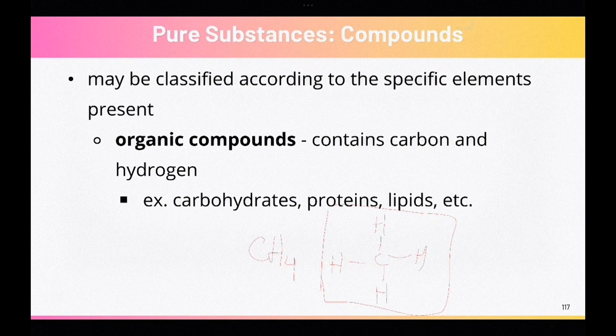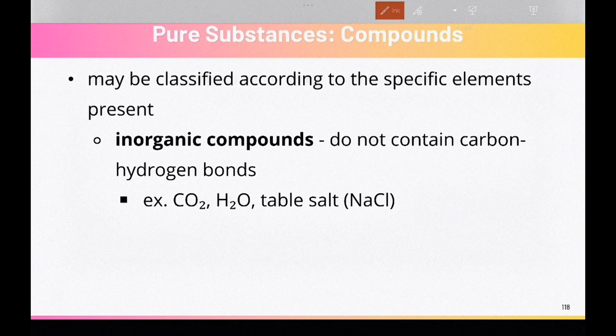For an inorganic compound, if you observe here, there is no presence of carbon and hydrogen bonding. For example, we have H2O, so we have O and then the H. For sodium chloride, we have Na, or sodium, and the chlorine. And for CO2, we have oxygen, carbon, and then oxygen. So there is no presence of carbon and hydrogen bonding.